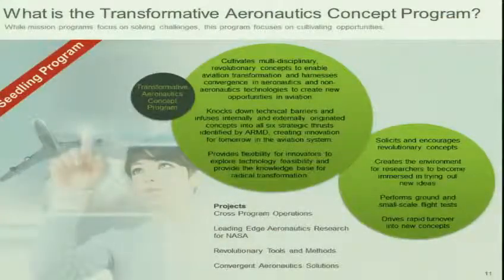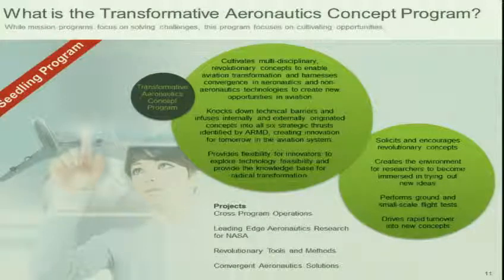So within the program, it lists here 4 projects. There's really 3, but the first project, cross-program operations, is just a way that we at NASA headquarters deal with some funding that we need to provide for some operational activities. So I'm going to talk about the other 3 projects, and I'm not going to do it in the order that's maybe on the slides here.